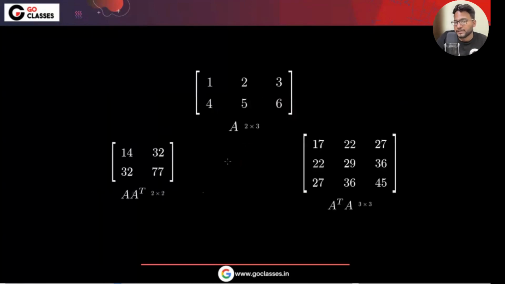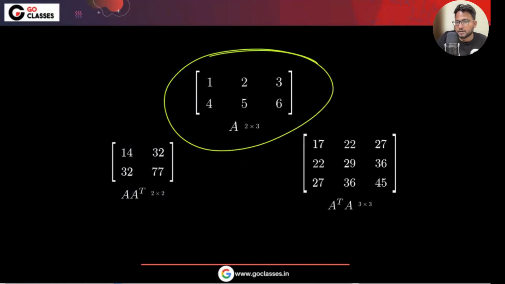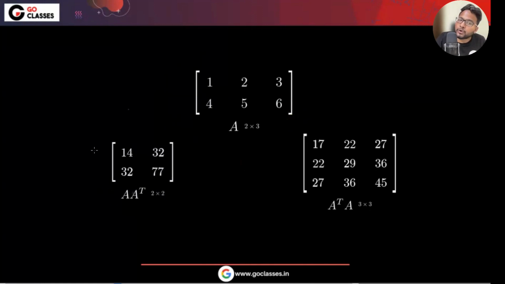Basically, let's suppose this is a rectangular matrix. What we can do is form two square matrices using the rectangular matrix. How? We can use A transpose A. This is a square matrix. This is also a square matrix, right? Do you know the similarity between the eigenvalues of these two matrices?